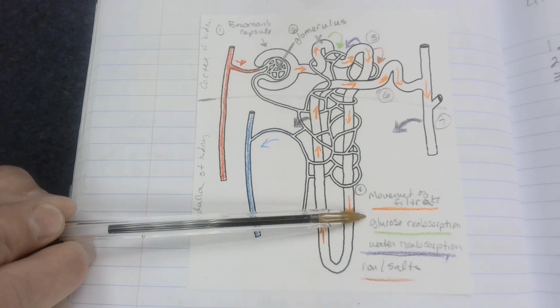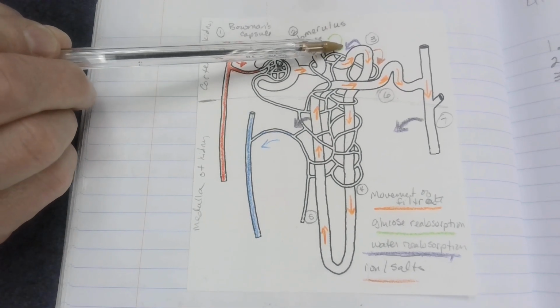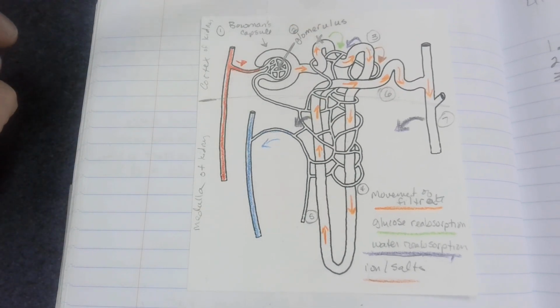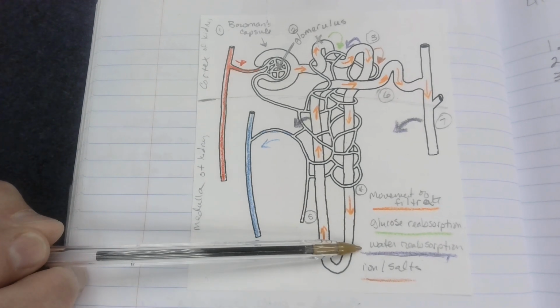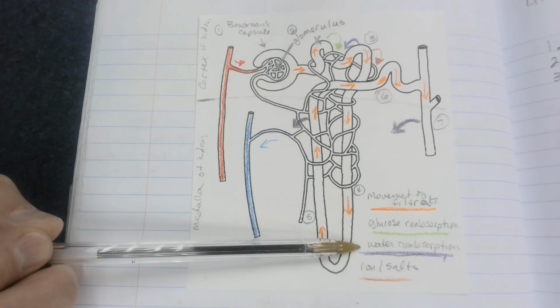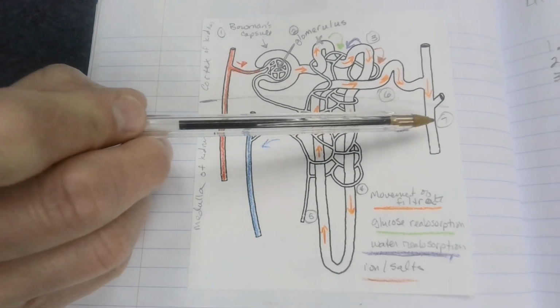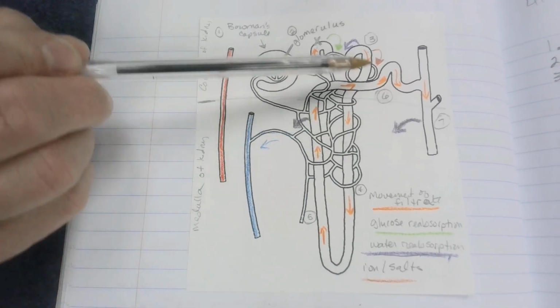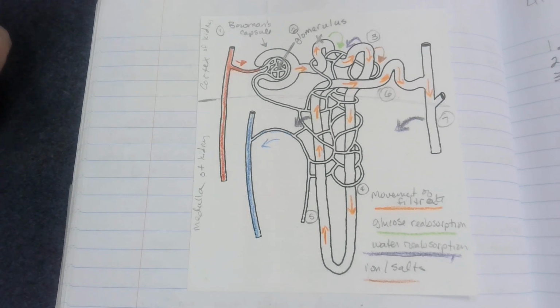I have a green for glucose reabsorption. So I have an arrow right here that's showing this is a main area of glucose reabsorption. Then this is purple. I know it doesn't show up too well, but this is purple, and that's water reabsorption. So I have an arrow showing water reabsorption here, here, and here. So those are some main areas for water reabsorption.